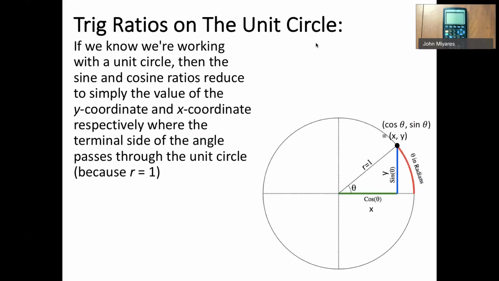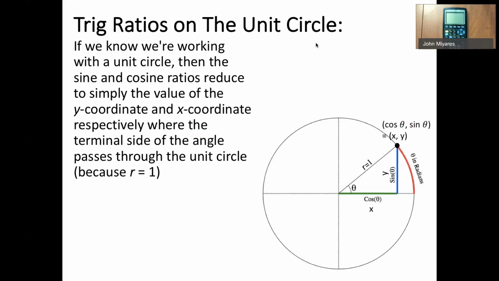So y over r becomes y over 1, and x over r for the cosine becomes x over 1. In this diagram, we see that situation labeled here. The terminal side of angle theta intersects the unit circle at the point xy. The sine of angle theta is computed as y over r, but if r equals 1, then the sine of theta simplifies to just y. This is marked in blue as the opposite side of our reference triangle, which has length y, which also equals the sine of theta.